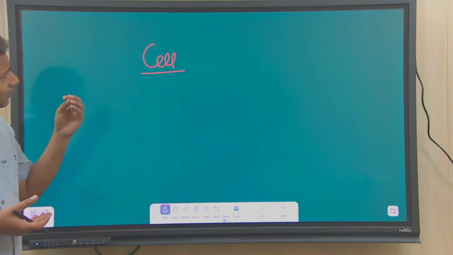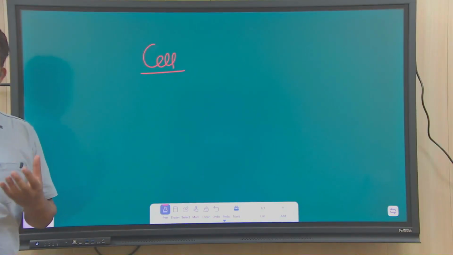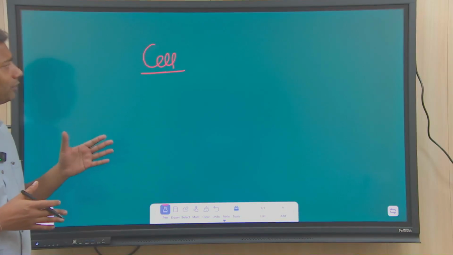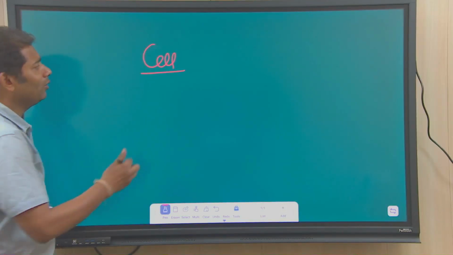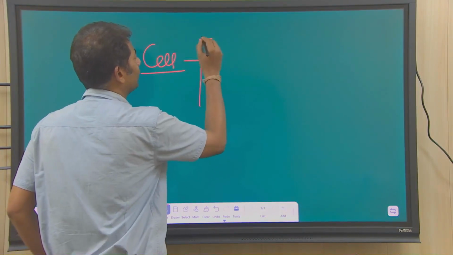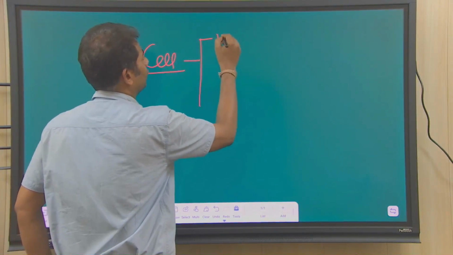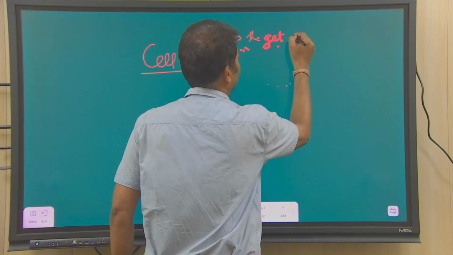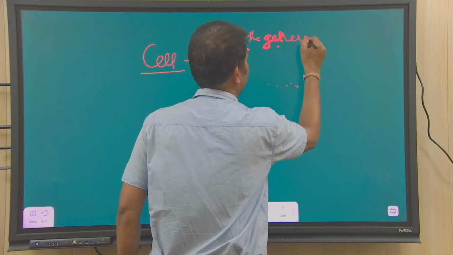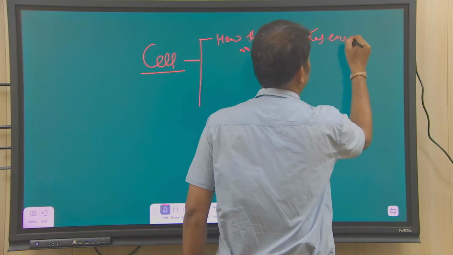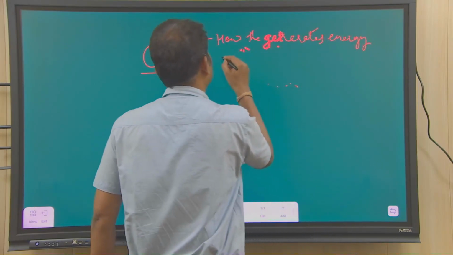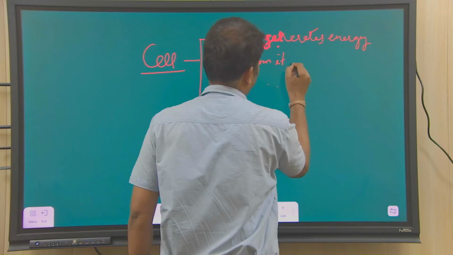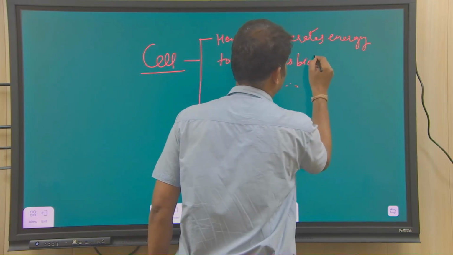And cell is formed from certain components, certain biomolecules. So we will discuss cell in two different classes. First, how it generates energy, and another, from which molecules it was formed. So the first question is how the cell generates energy to perform its biological activities.